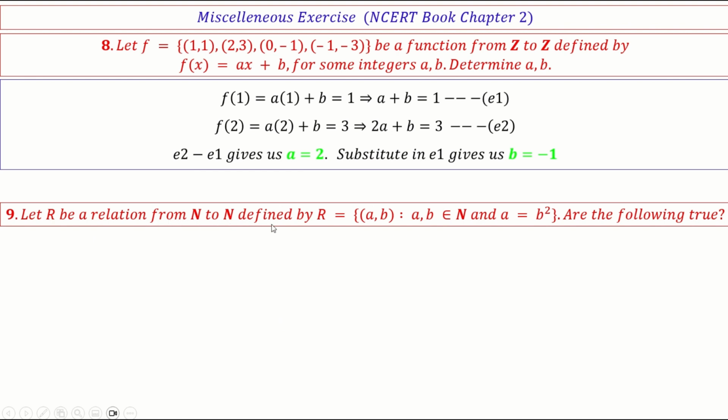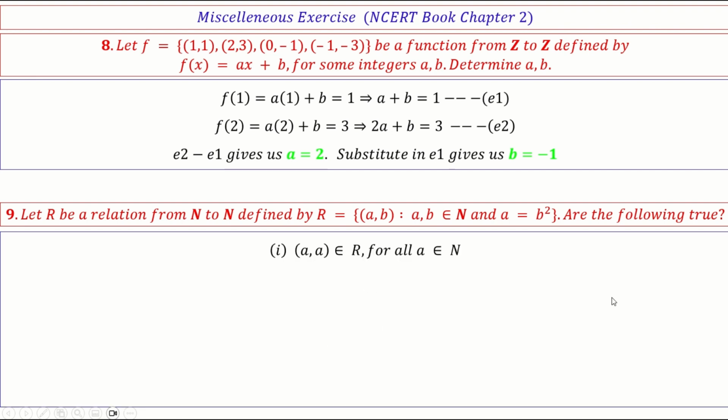R is the relation from N to N, defined by R equal to (a, b) such that a, b belongs to N and a equal to b square. Okay, he's asking which of the following are true or false. A comma a belongs to R, he said. Okay, a comma a belongs to R.